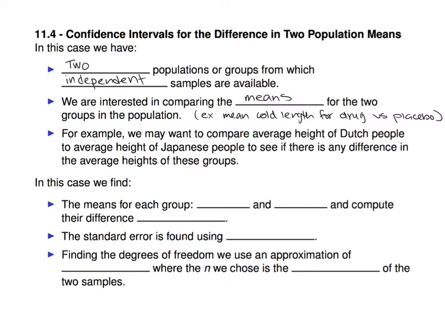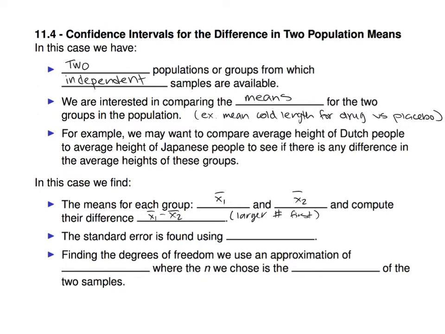So the first things we have to find are the means for each group, which would be x1 bar and x2 bar, and compute the difference, x1 bar minus x2 bar. Your textbook often just tells you to put the larger number first. It's pretty commonly the case, but nothing says that it has to be that way.